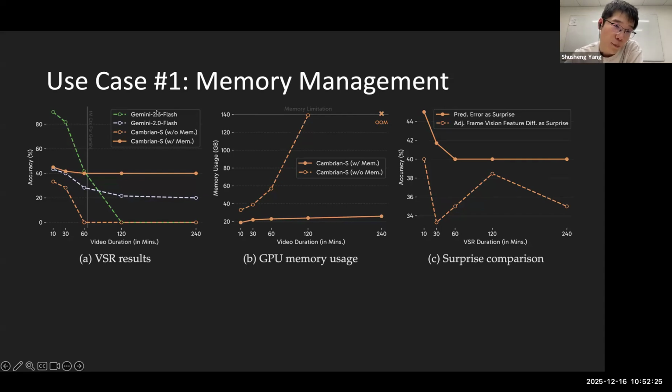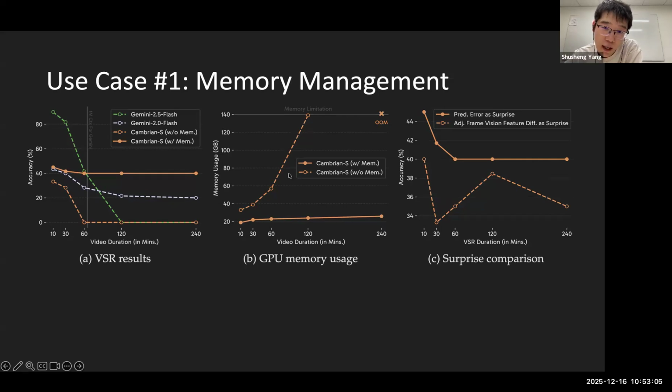We can see both of these frontier models just cannot process videos over 2 hours, so the performance after 120 minutes is absolutely zero. But for Cambrian-S, because we have such a memory design and we can keep our memory in a limited budget, that means we can make sure our memory never goes beyond our context length. So the model's performance is very stable across different video durations.